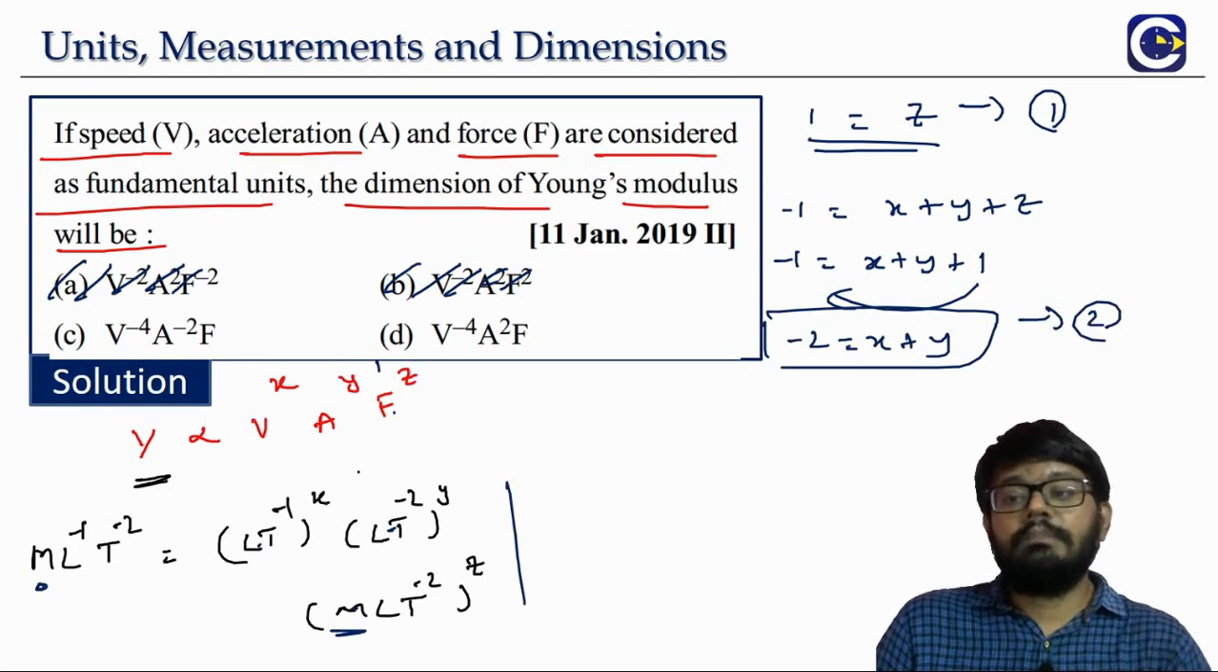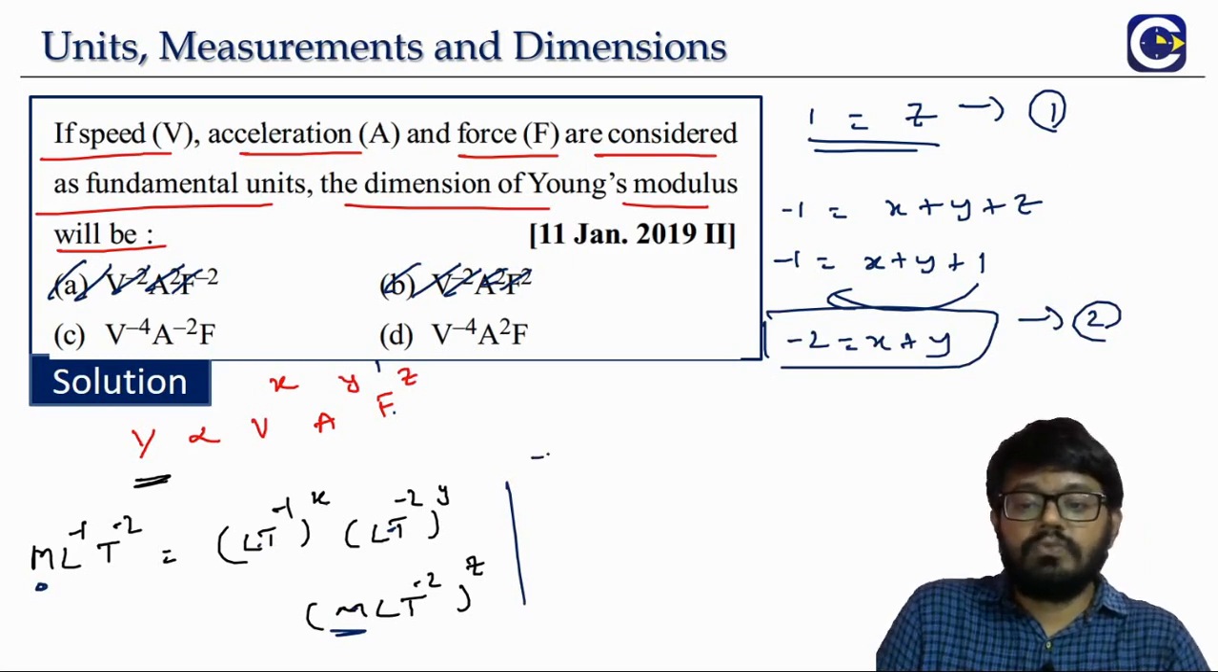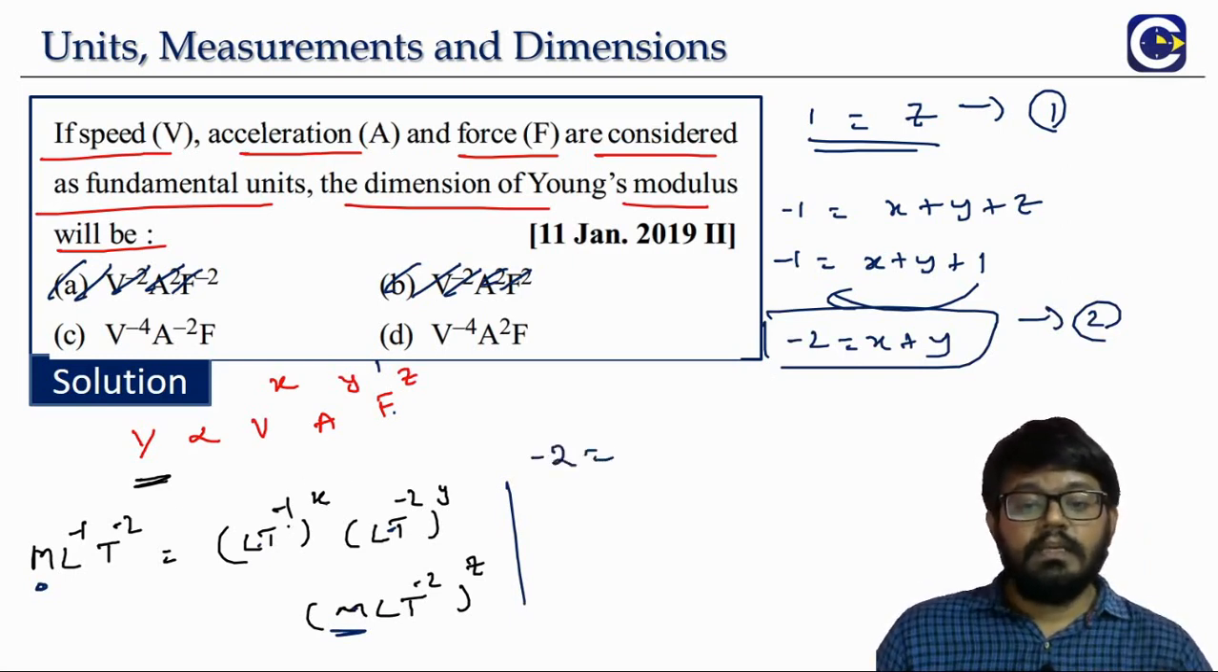Then we will have to equate the powers of T. Left side, what is it? Minus 2. Right side, T is coming here, T power minus 1 whole power x means minus x. T power minus 2 whole power y means minus 2y. T power minus 2 whole power z.